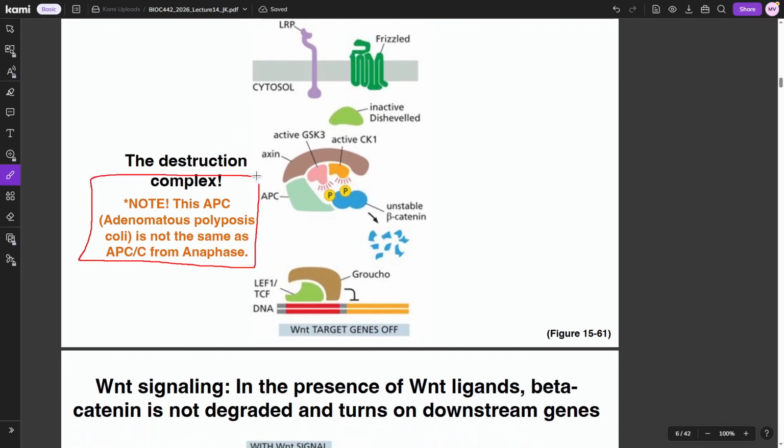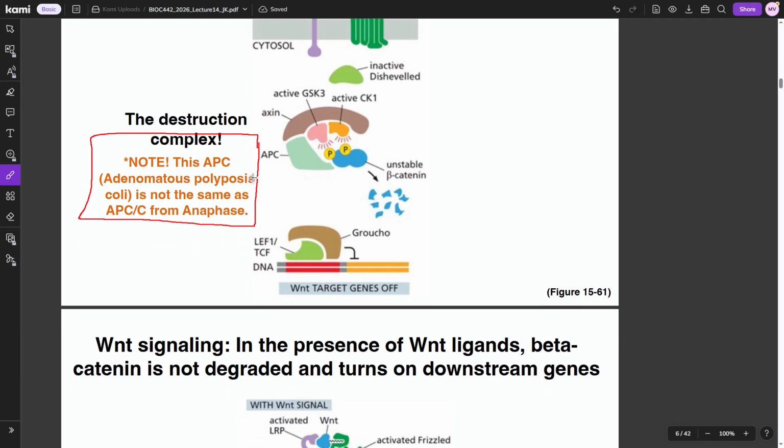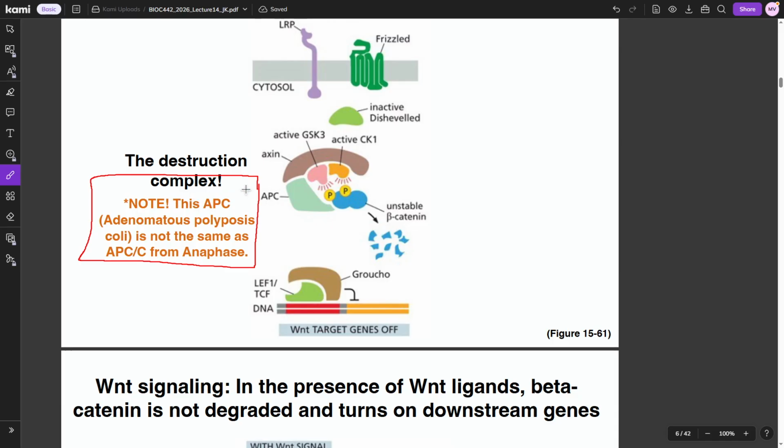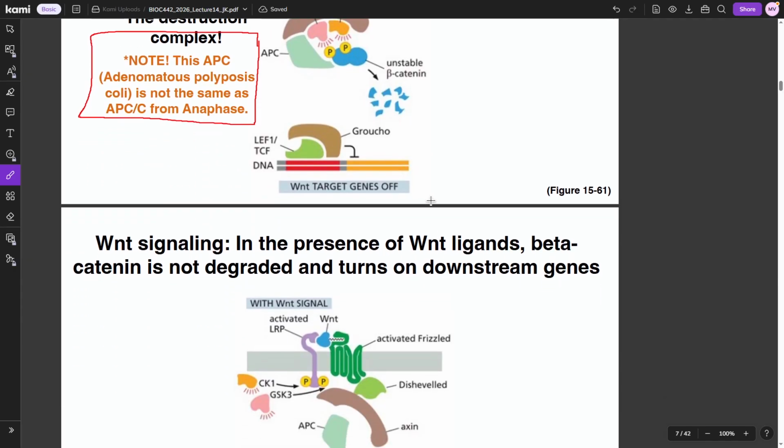This right here. I'm pretty sure I said that the APCs are the same in the last video. That is not correct. Please disregard anything I said about that. I think that was like a small comment I made, if I'm not mistaken. APC in mitosis is anaphase promoting complex, and then the APC in this is adenomatous polyposis coli, which is not the same thing, so just keep that in mind.